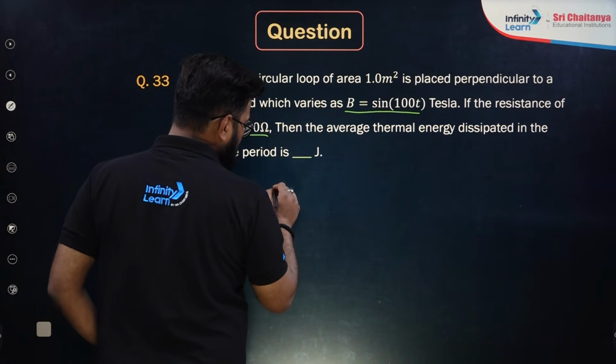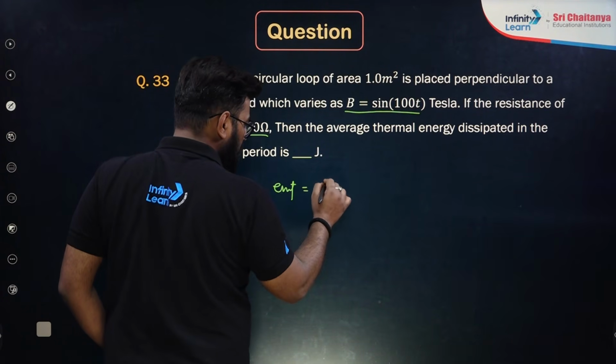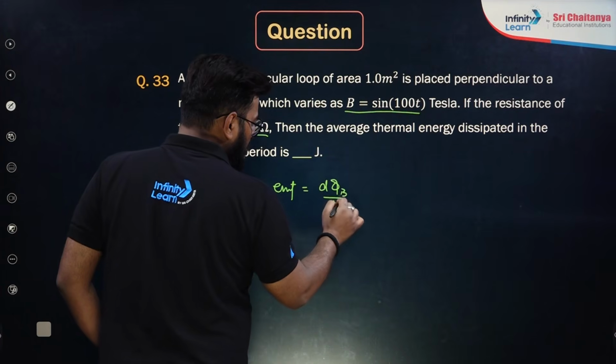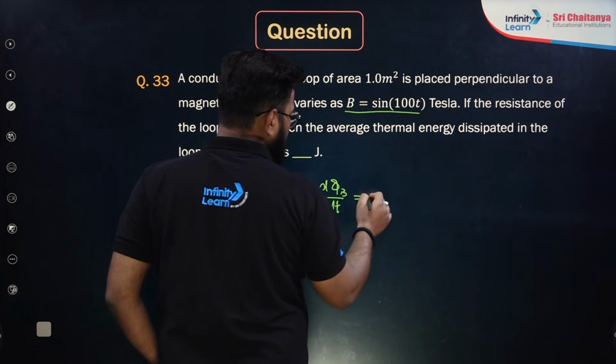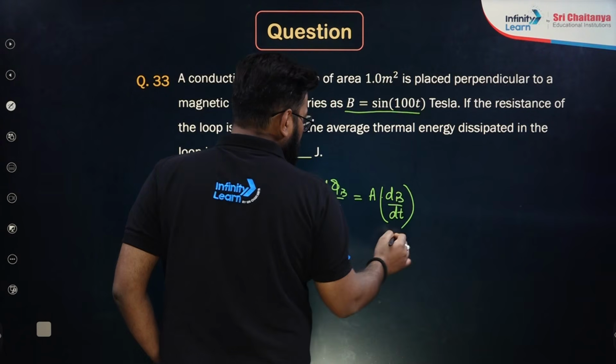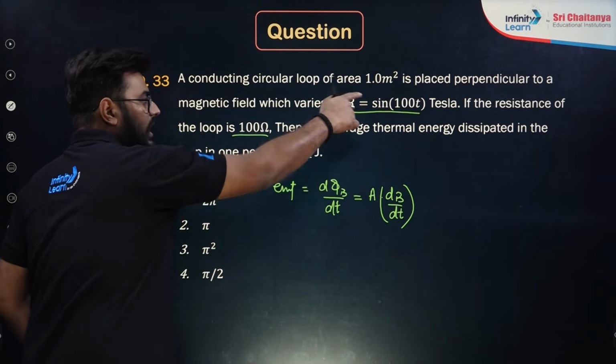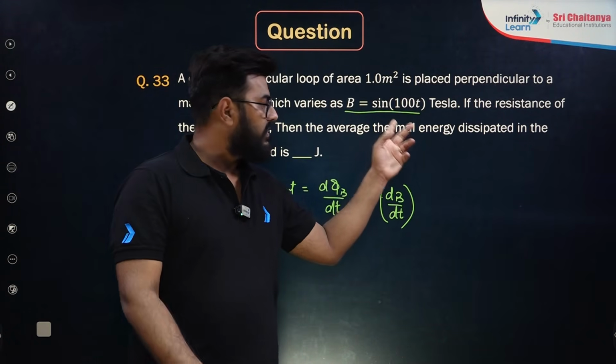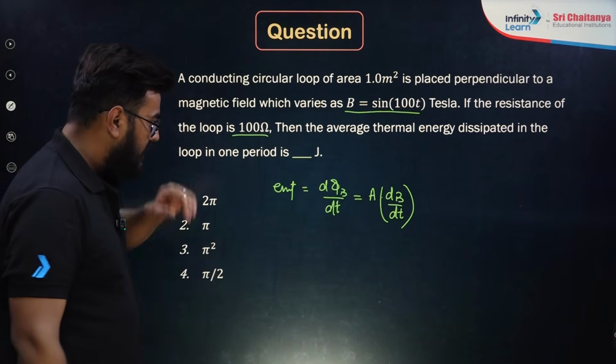And the flux change which is happening will generate an EMF which will be equal to d phi B by dt. Now area is not changing, it's the magnetic field which is changing, so area will be out and it's going to be dB by dt, right? Now once you differentiate it, you will again get a cos function only. Sine differentiation is cos only, okay?